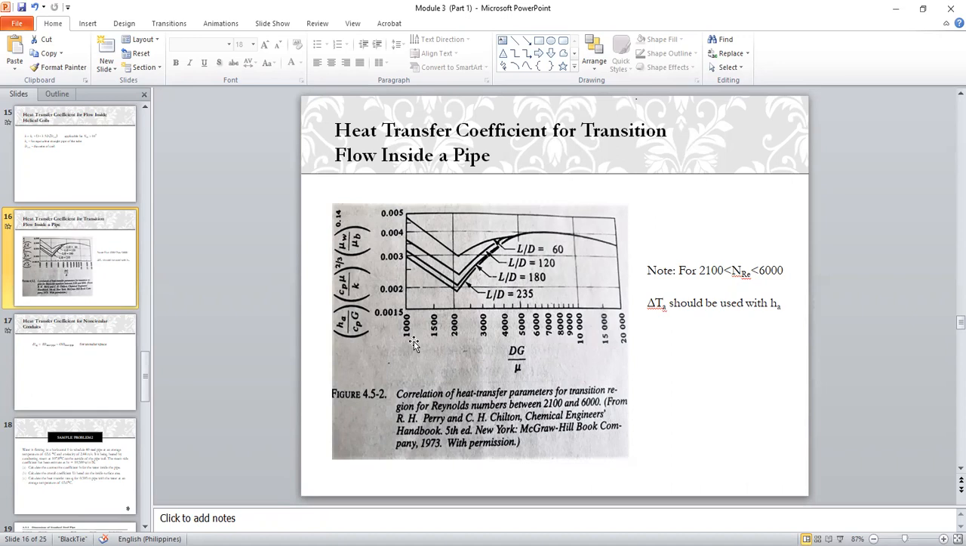And in this graph, it is to be interpreted that you use this first curve if the L over D ratio is 235. The second one if it's 180. The third one if it's 120. And the last one if it's 60. So you use the corresponding curve depending on the L to D ratio. And you need, of course, to find this one in here. I think that will be illustrated in the next sample problem that I will be discussing tomorrow before your quiz.